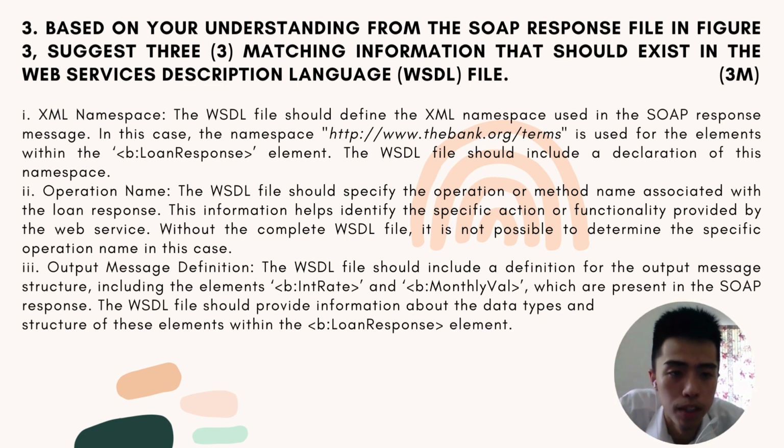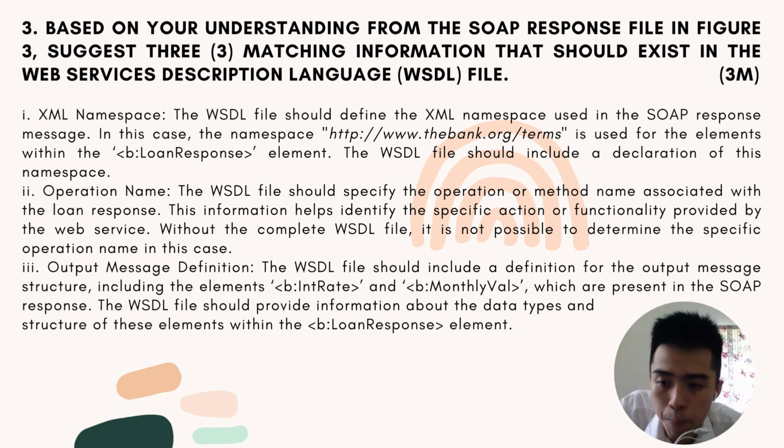For the second matching information that should exist in the WSDL file is the operation name. The WSDL file should specify the operation or method name associated with the loan response. This helps identify the specific action or functionality provided by the web service. Unfortunately, without the complete WSDL file, we cannot determine the exact operation name in this case. However, in the ideal scenario, the WSDL file would clearly define the operation name related to the loan response.